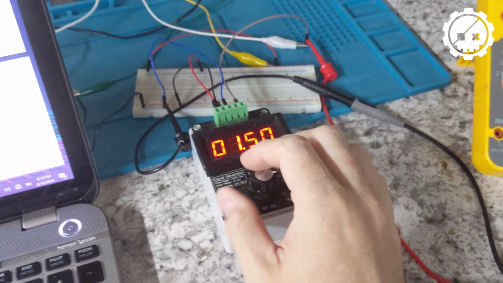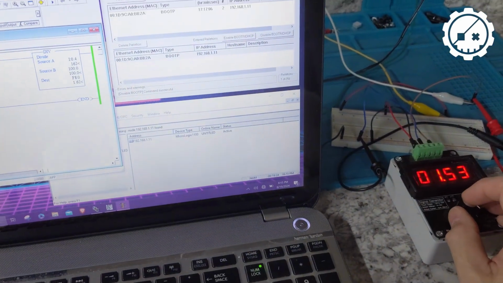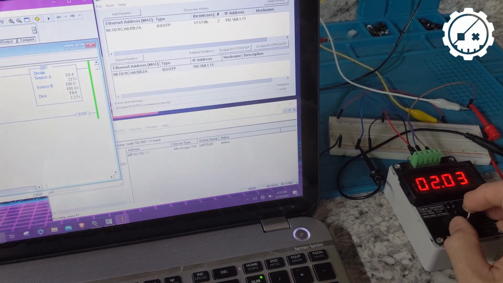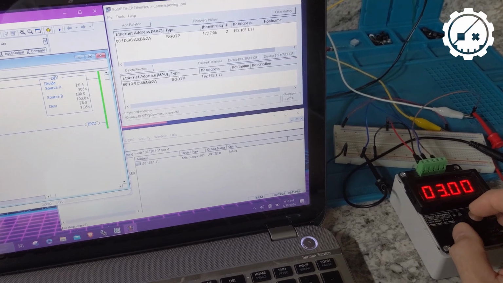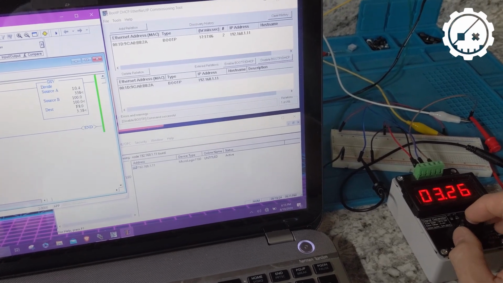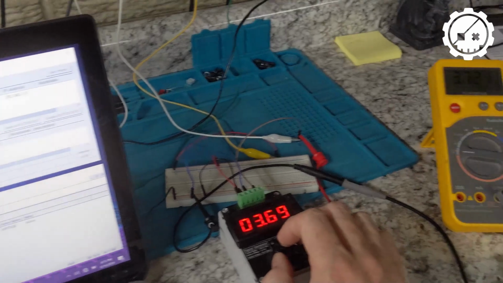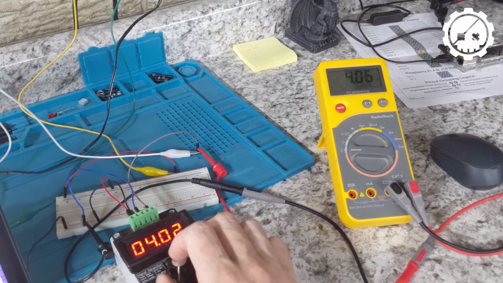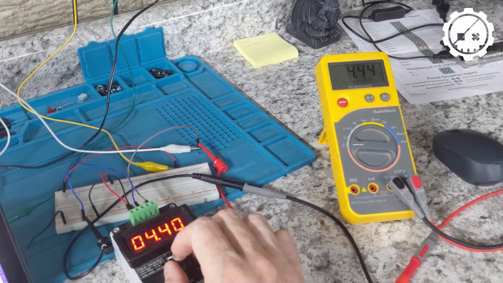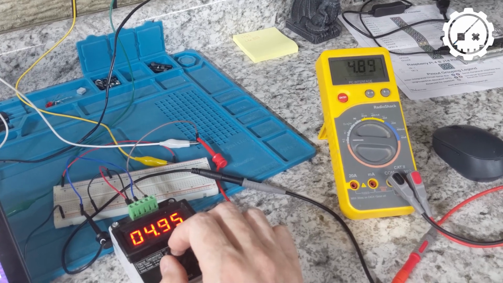So as I dial up the potentiometer, you can see the values on the screen go up in real time with the increase in voltage from the signal generator. Additionally, the multimeter increases as I continue to dial on the signal generator.